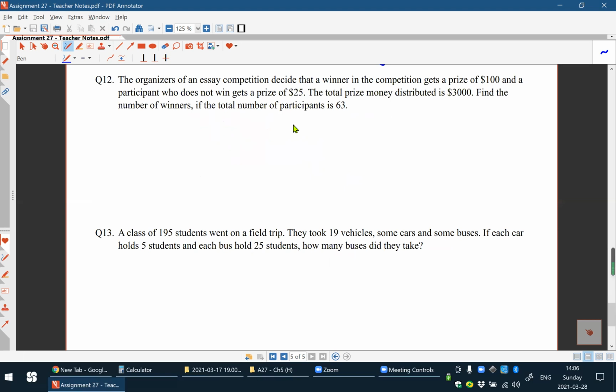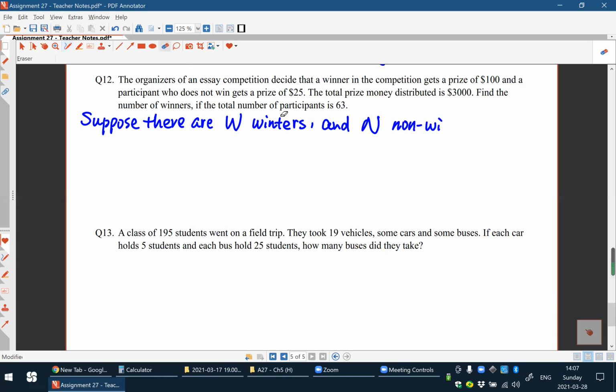All right, so in this competition, we have some number of people who win, right? And the rest of the people are non-winners. So let's use two letters to denote the two types of participants. Suppose there are W winners. W is a quantity, right? And N for non-winners. W winners and N non-winners. Sorry, winners, not winters.